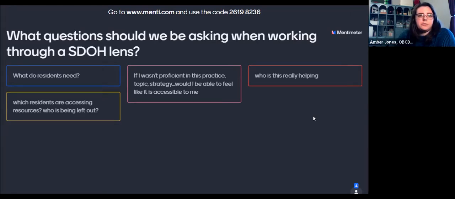Let's see, gold box. Which residents are accessing resources and who is being left out? That is a really big one. Sometimes it's not looking at who are we reaching, but who are we not reaching? And I know that's a big question in our work, and thinking about different programming and how we're connecting. I think that's another great question. Are the ways in which we are doing outreach effective? Are they reaching the people that we want to reach? I love these questions that are coming in.